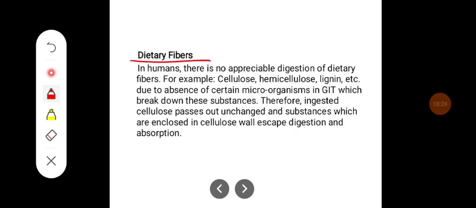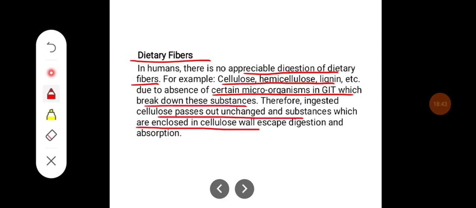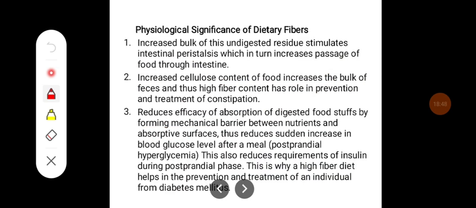Dietary fibers. In humans, there is no appreciable digestion of the dietary fibers, for example, cellulose, hemicellulose, and lignin, due to the absence of certain microorganisms in the GIT which break down these substances. Therefore, ingested cellulose passes out unchanged, and the substances which are enclosed in the cellulose wall escape digestion and absorption.